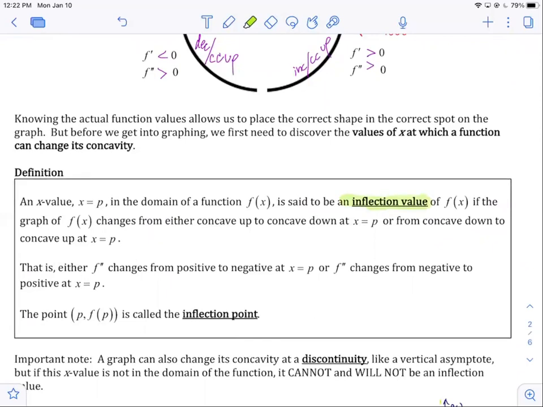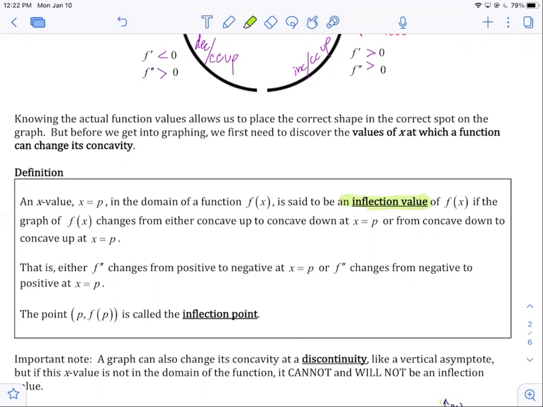We've seen it before. An inflection value, we're going to say at x equals p, is basically a place in the domain. It has to be in the domain, right? We're not going to talk about an inflection point if there is no point. If it's not there, why talk about it? So it has to be in the domain, but it's where the graph changes curvature.